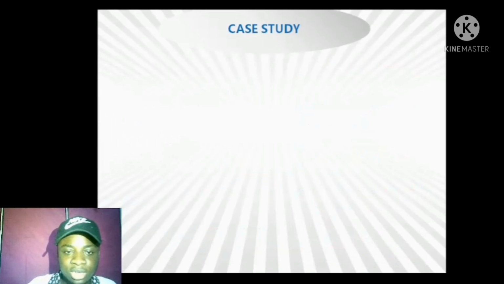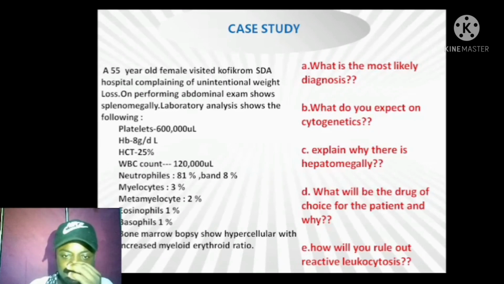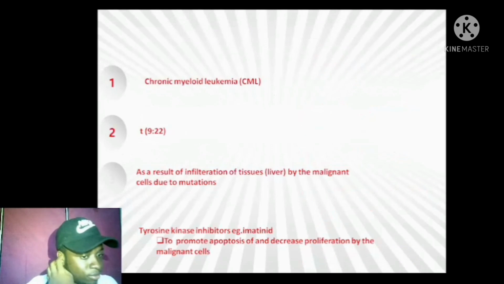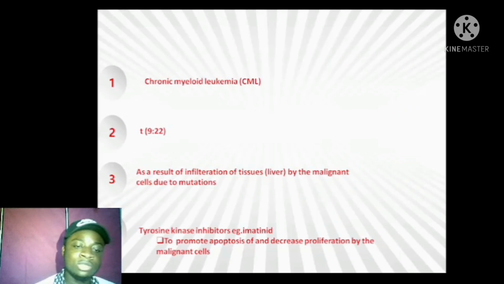The next question is, explain why there is hepatomegaly. Hepatomegaly can be due to tissue infiltration of the liver by the malignant cells. Then what will be the drug of choice for the patient and why? And the last question is, how will you rule out reactive leukocytosis? For the drug of choice, I'll go for tyrosine kinase inhibitors, one common example being imatinib. Why? Because they promote apoptosis and decrease proliferation of the malignant cells.